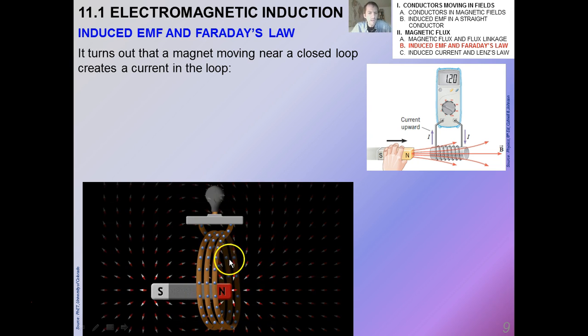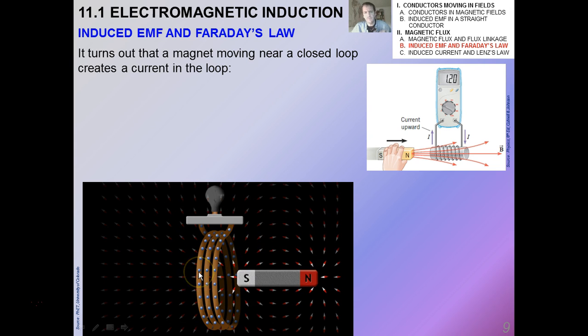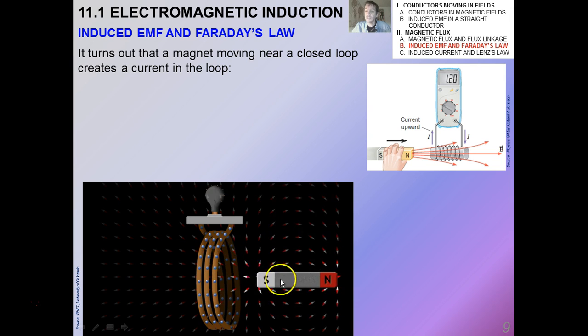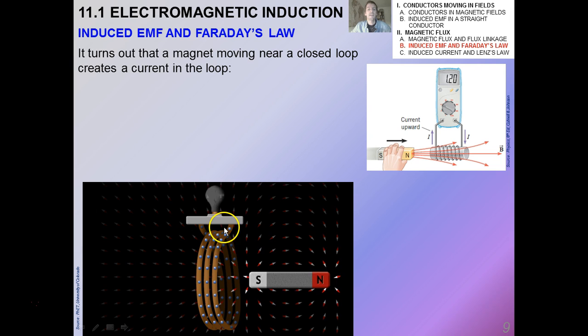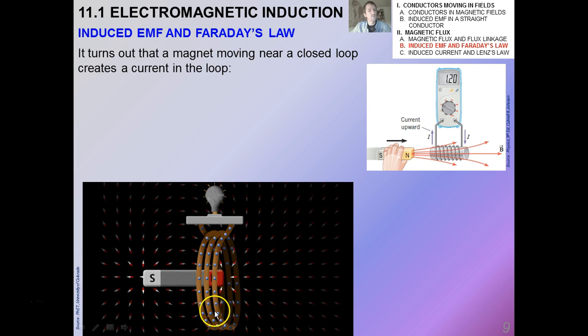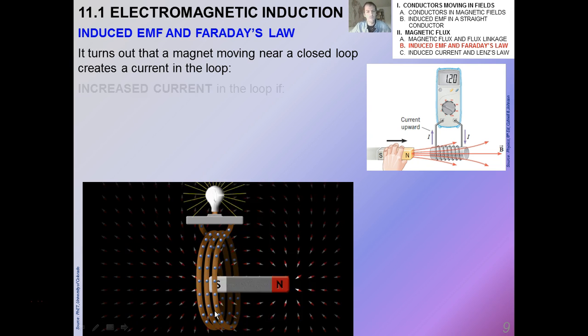Now a couple other things. Notice how when I move the magnet back and forth, and we'll do examples of this in class, depending on which pole of the magnet is entering the cross-sectional area, that has a great effect on the direction of the current. We're going to talk about all of that, okay?